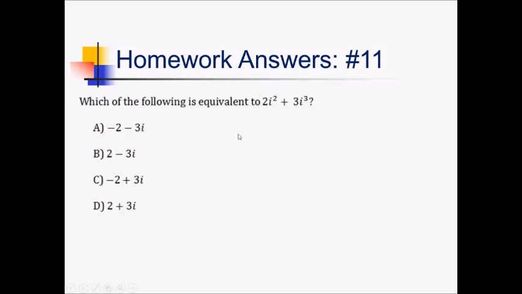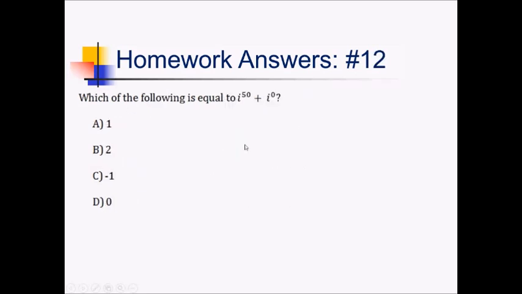For this multiple choice question, we want to know which of these expressions is equivalent to 2i squared plus 3i cubed. So i squared, we know that's really negative 1, so we can write 2 times negative 1, plus we know that i cubed is really negative i, so this is 3 times negative i. So then I can rewrite this as negative 2 minus 3i, and that is going to be answer choice A.